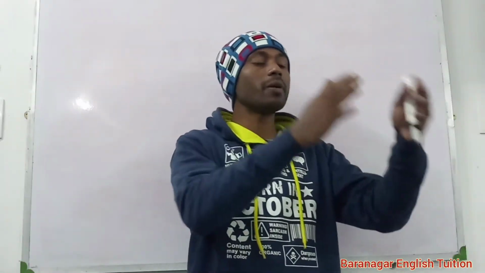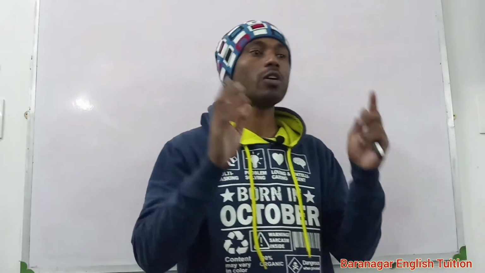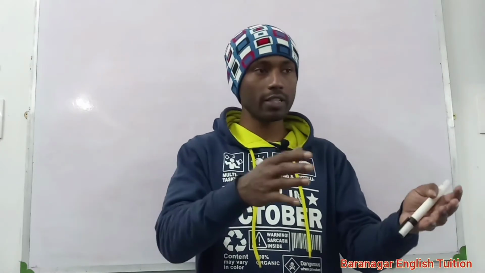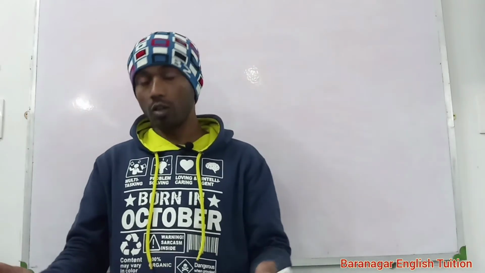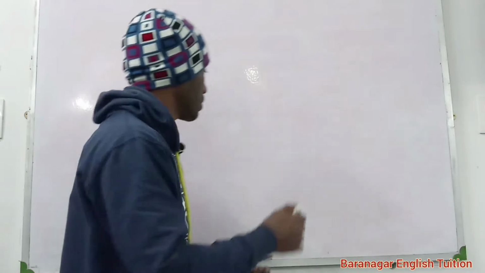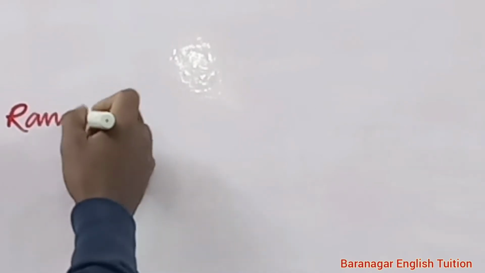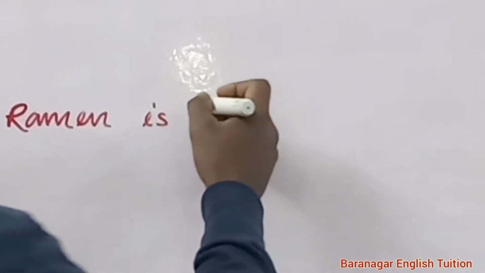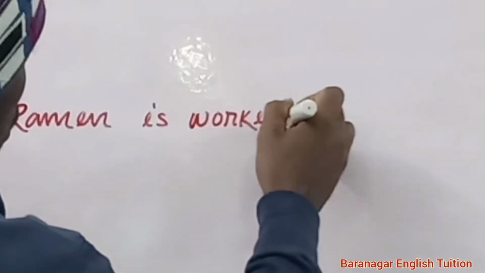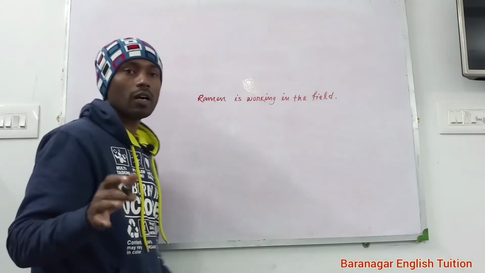Now in this speech there are different kinds of things. Among all the sentences you speak, if you think of only one single sentence, you will find a subject, you will find a verb, and you will find a pronoun. So all these things you will find. Let me give an example. Suppose I say, "Ramen is working in the field." All right. So suppose about this sentence only, okay?